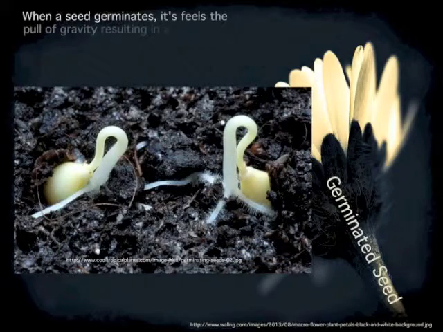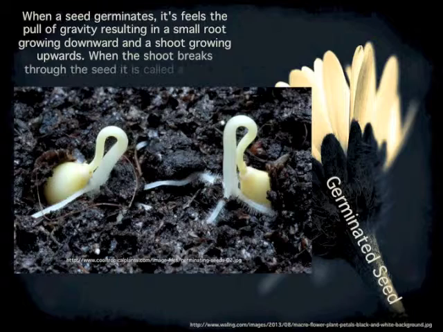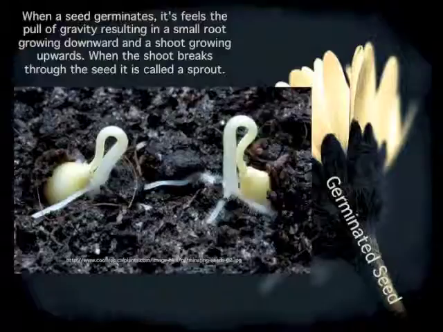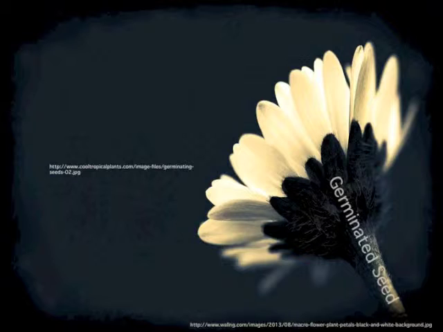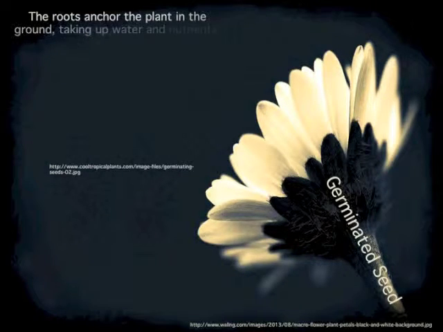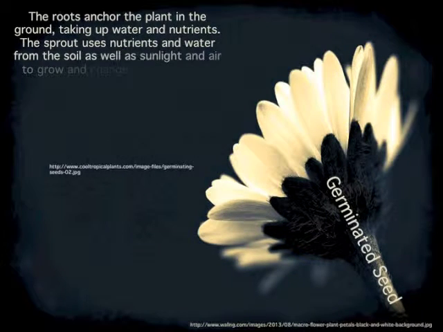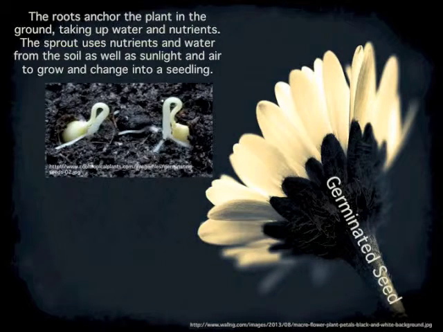When a seed germinates, it feels the pull of gravity, resulting in a small root growing downward and a shoot growing upwards. When the shoot breaks through the seed, it is called a sprout. The roots anchor the plant in the ground, taking up water and nutrients. The sprout uses nutrients and water from the soil as well as sunlight and air to grow and change into a seedling.